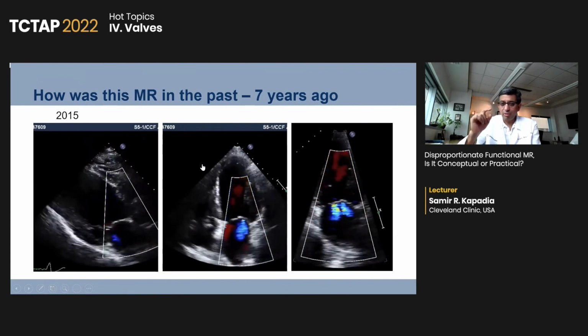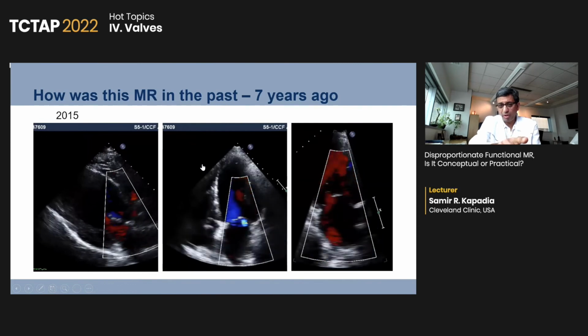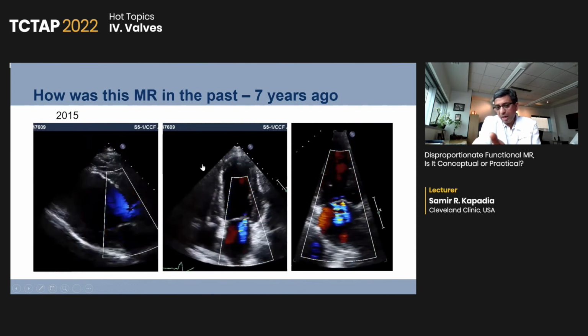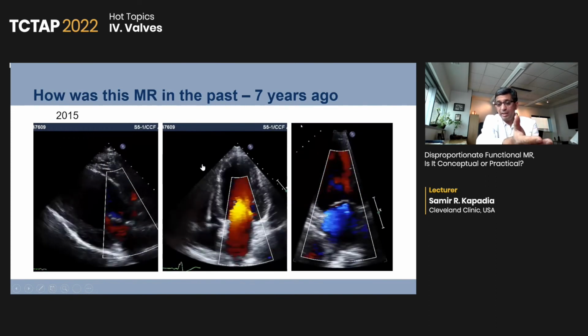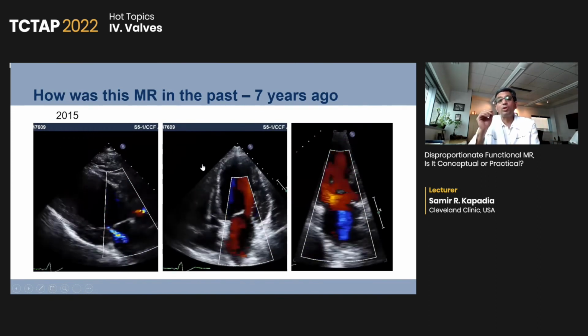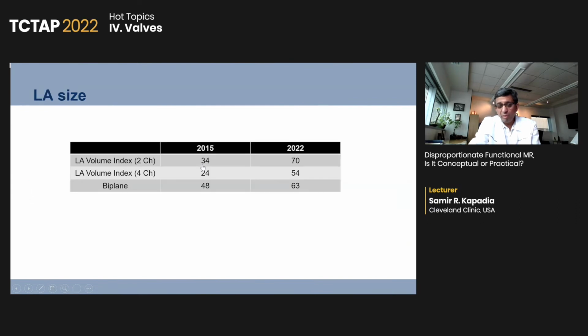So 7 years ago, in 2015, he had an echocardiogram like this. And you can see that the mitral regurgitation was less, obviously. The LV was equally dilated, and the patient at that time was not as symptomatic. We have all the data. LV end-diastolic volume, LV end-systolic volume, ejection fraction, all absolutely the same, all throughout. It didn't change, it didn't dilate. The patient remained in atrial fibrillation then and now.